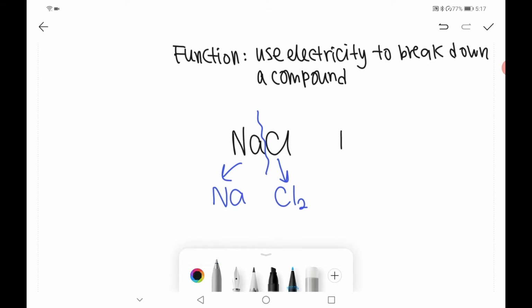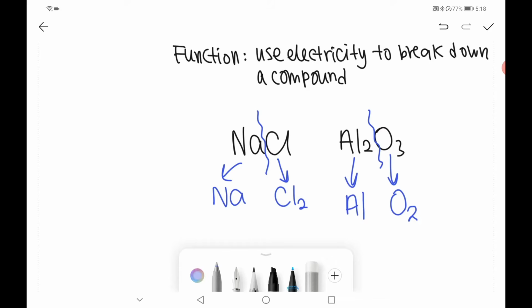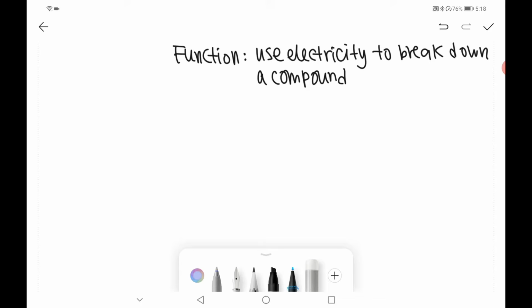One more example, we can use electrolysis to break down aluminium oxide. So if we have aluminium oxide, we can use electricity to break it down. When electricity breaks down aluminium oxide, we will get aluminium metal and we will get oxygen gas, okay? So that is what electrolysis does. In electrolysis, we are using electricity to break down a chemical compound, yeah? So this is something we touched on in the last lesson, just a quick recap, okay?